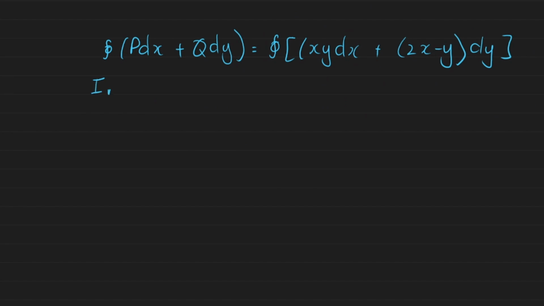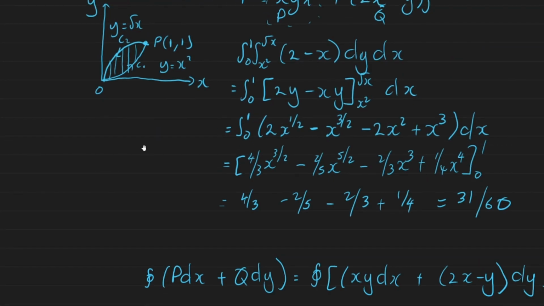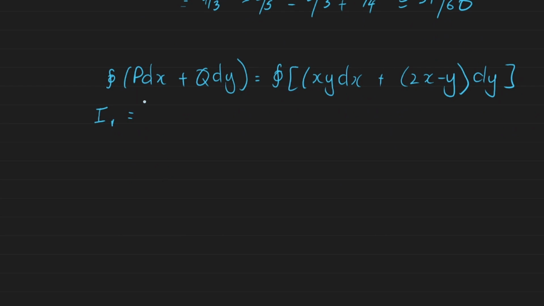So I1 is the integral along C1. You can see that for C1, it goes from 0 to 1 as the curve, so that's what we're going to integrate, and then C2 goes from 1 to 0. So I1 is the integral from 0 to 1 of xy dx plus 2x minus y dy.